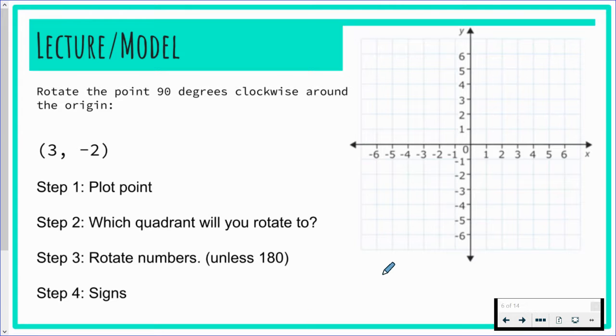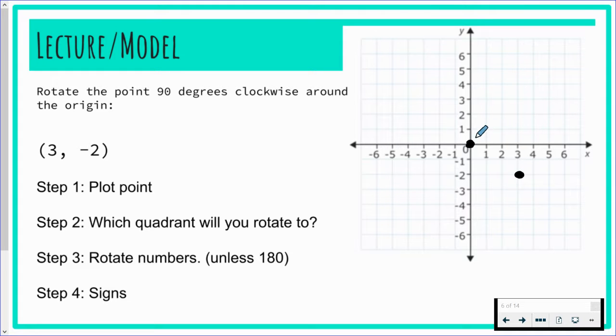So (3, -2): we want to move this 90 degrees clockwise around the origin. We're only going to be dealing with the origin as our point of rotation. So I'm going to start at (3, -2).